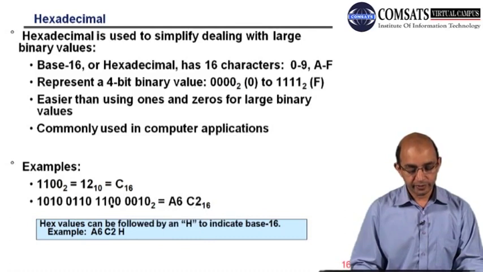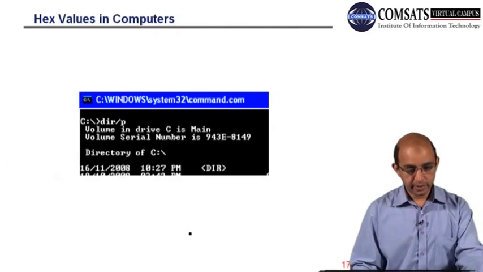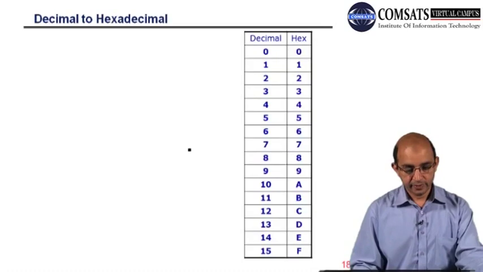For C we have 10, 11, 12. So this is 12. This is 2 and this is 6. For A we have 10, 8 plus 2, 10. So this is the utilization of hexadecimal in computers. You can see the volume serial number is written in hexa, 94943E. So this is hexa.